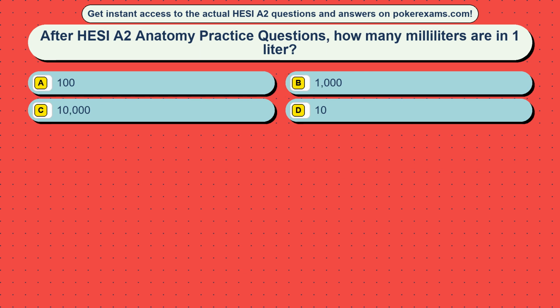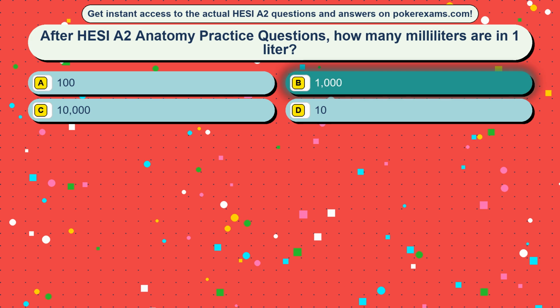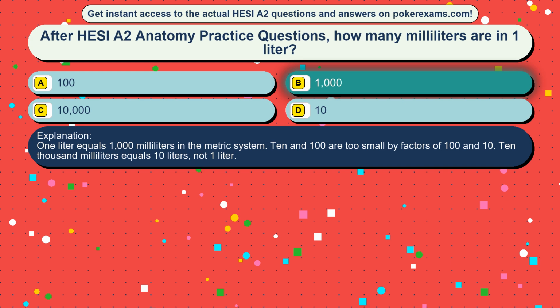Question 26. After HESI A2 anatomy practice questions, how many milliliters are in 1 liter? Option A, 100. Option B, 1000. Option C, 10,000. Option D, 10. The correct answer is option B, 1000. 1 liter equals 1000 milliliters in the metric system. 10 and 100 are too small by factors of 100 and 10. 10,000 milliliters equals 10 liters, not 1 liter.